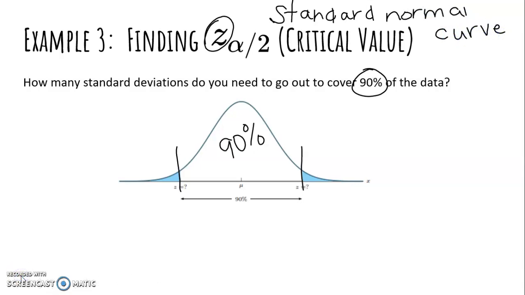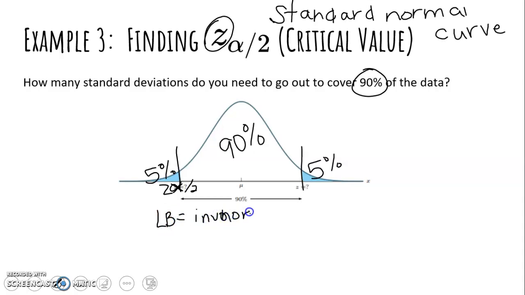So if we know that the center is 90%, we can find those boundaries by first finding the other percentages. Remember, the whole curve is 100%. So if the center is 90, that leaves 10% on either side. So that means the left should be 5% and the right should also be 5%. Now, remember, to find a number, in this case z alpha over 2, you need to put the area to the left of that boundary into the function invNorm. So the lower boundary is invNorm, and you're going to put in the area to the left, which is 5%, but we have to put it in as a decimal, 0.05, followed by the mean.